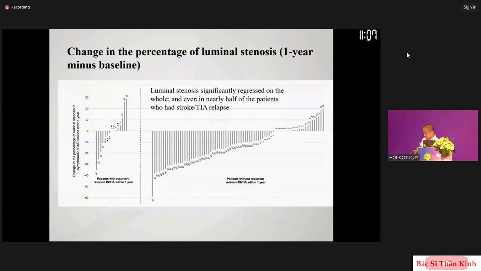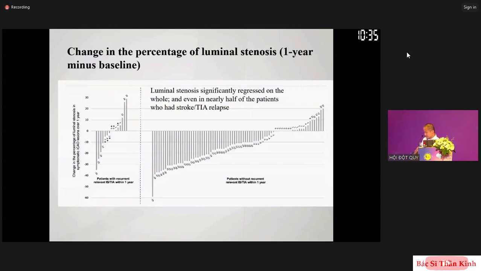You can see the majority of patients have significant regression in terms of the stenosis, the change of percentage stenosis in 1 year. And for some patients, we don't know why their lesion continues to progress, but despite the progression, they did not develop any clinical recurrence, perhaps because we bought time for the development of the collaterals.